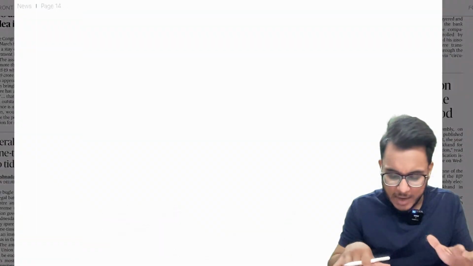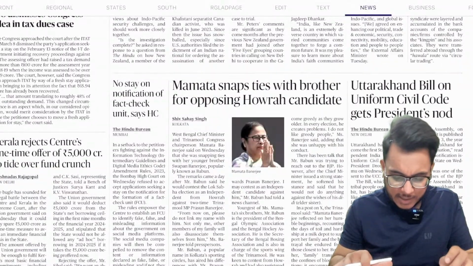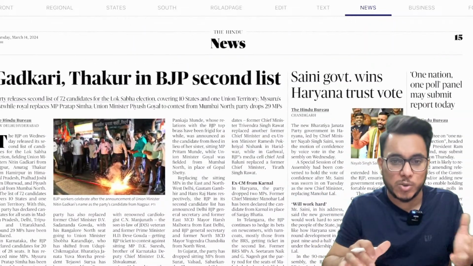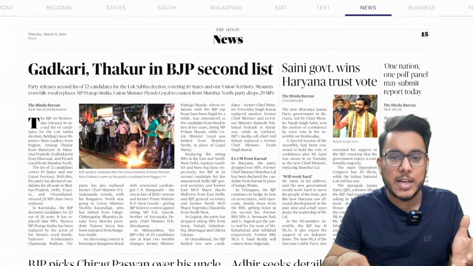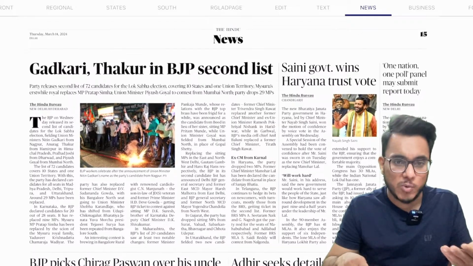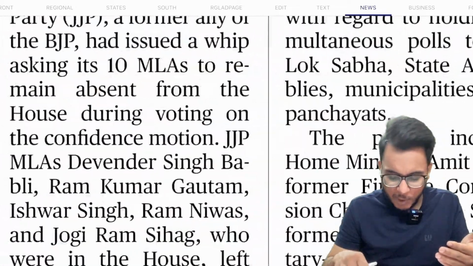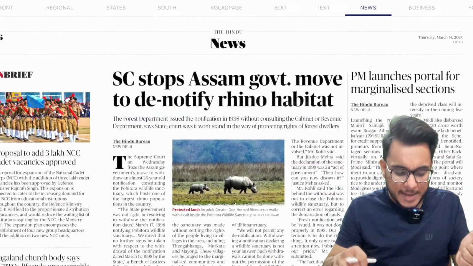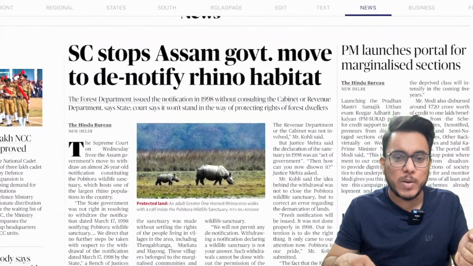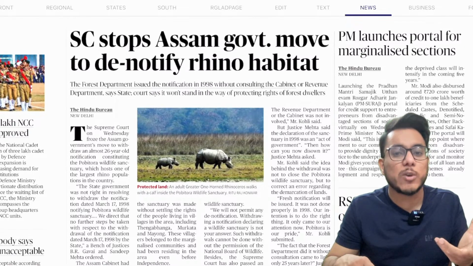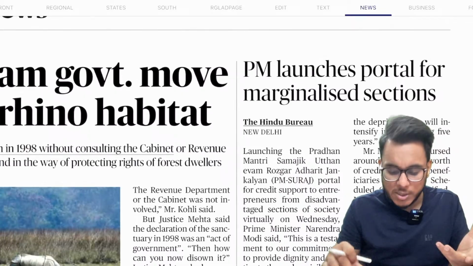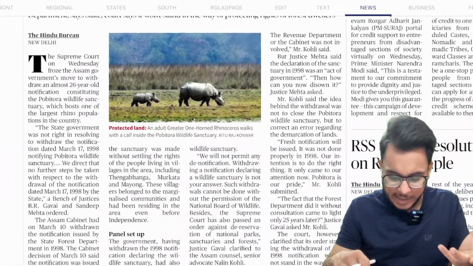Then we have political articles. Uttarakhand bill on uniform civil code gets President's nod. Recently Uttarakhand became the first state to come out with the UCC. Largely we have political articles here, no need to go into too much detail. Then on page number 16 we have this article: Supreme Court stops Assam government move to denotify rhino habitat. We'll see this article. On the side we have this article: PM launches portal for marginalized sections. We'll see this article also.